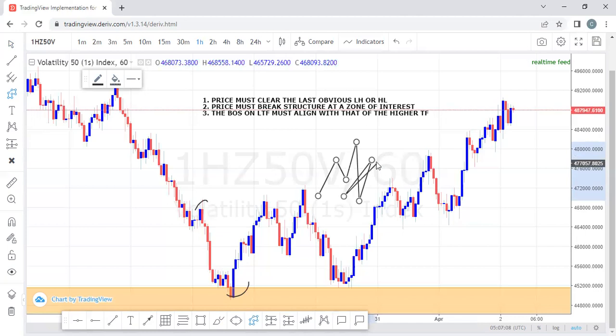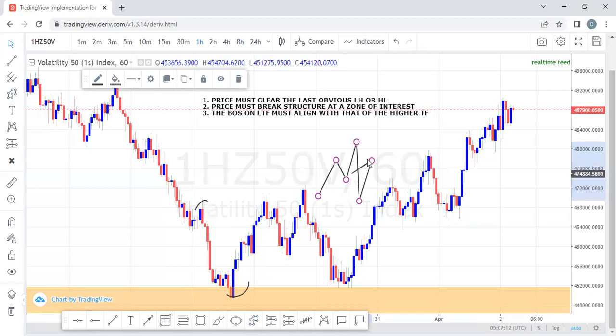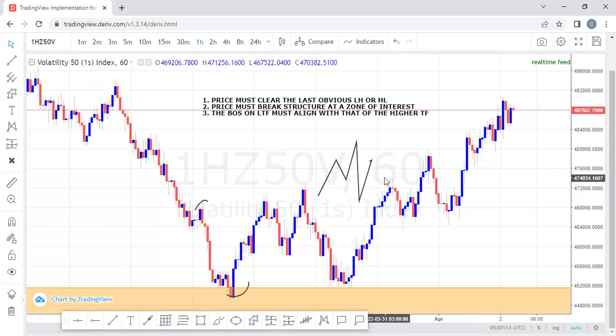Should you be looking to buy a market which is selling on the bigger time frame? You should be looking to sell a market which is buying on the bigger time frame. So you must always align with a bigger time frame. And it must be in a zone of interest. That means the market must give this BS inside a zone of interest.